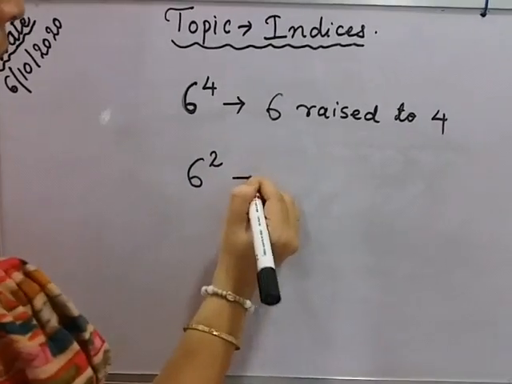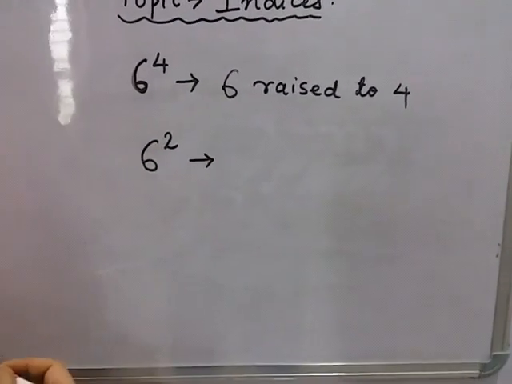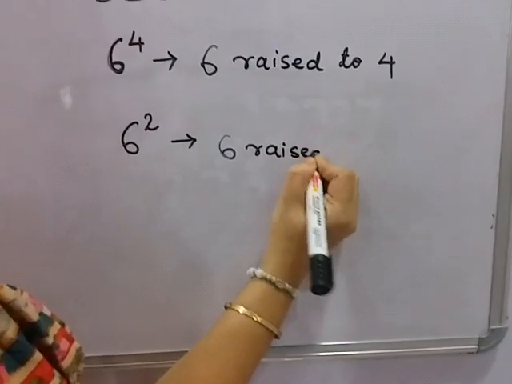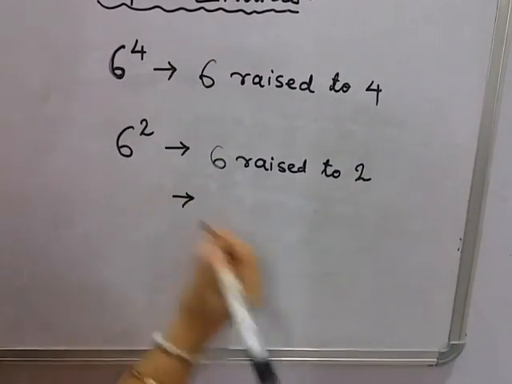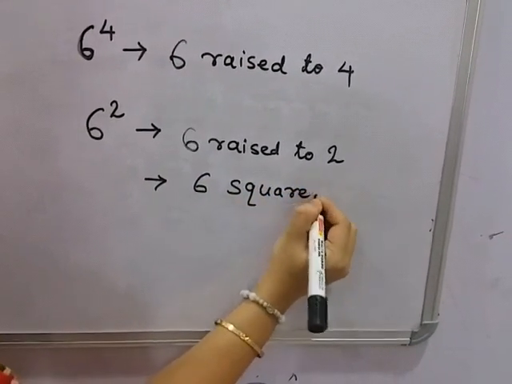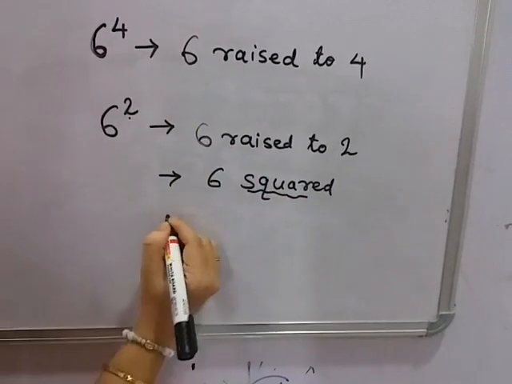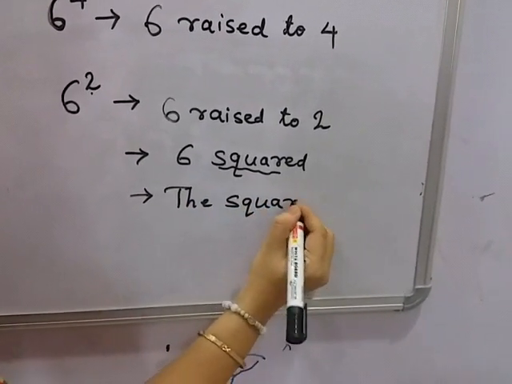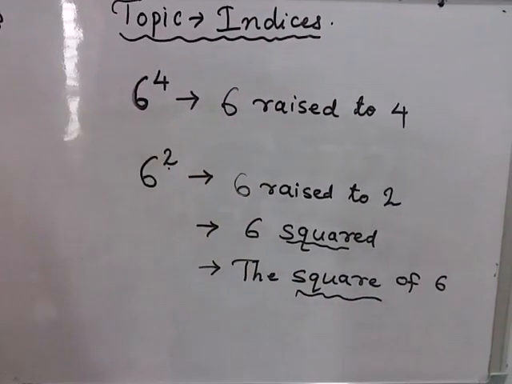But now students, we are going to take a number where the index is 2. When the index is 2, there are different ways to read the number. One, if you read it this way, it is 6 raised to 2. That all of you are familiar with. It is also read as 6 squared. So for 2, the word we use is square. Or it is also read as the square of 6.